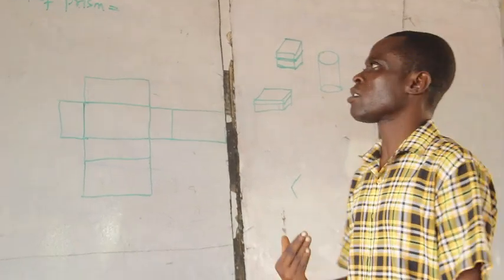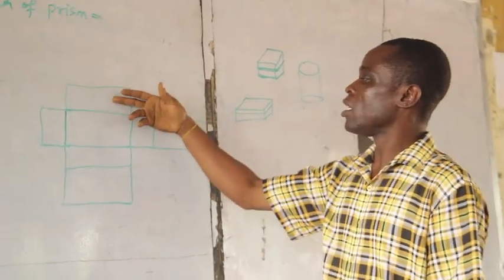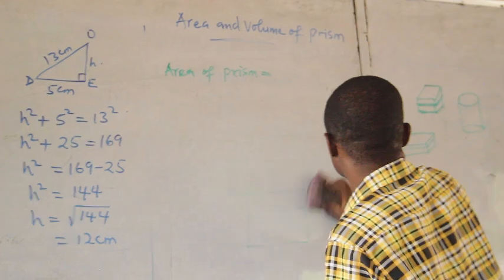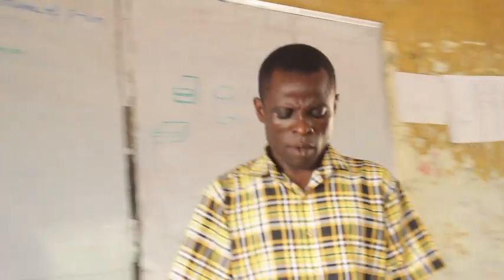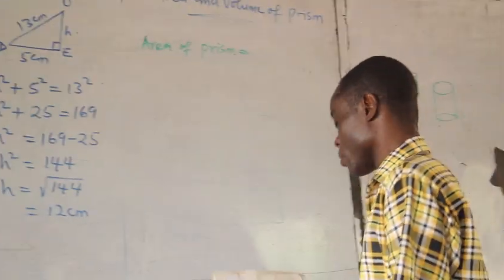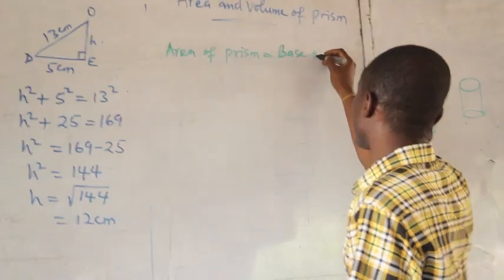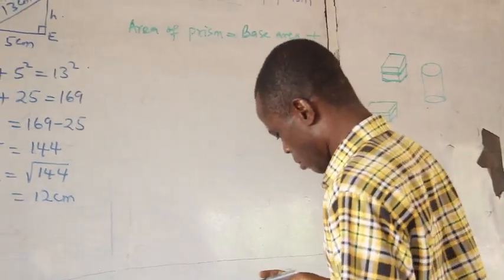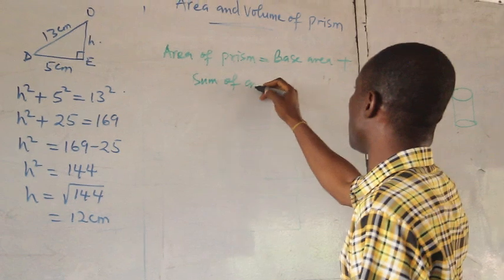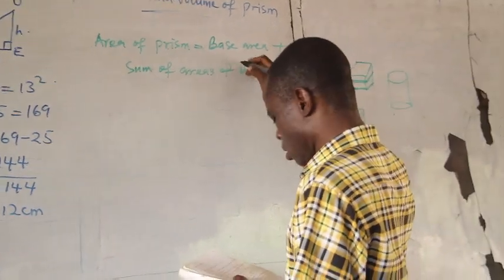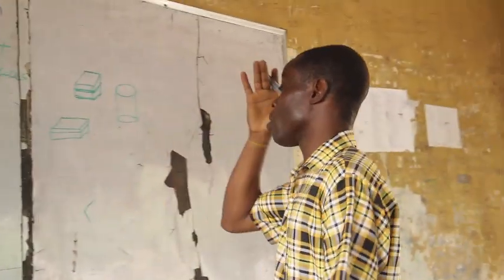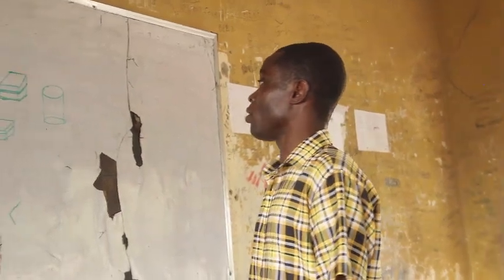So if I want to find the total surface area, I find the area of the base, which is equal to that of the top, plus the sum of the areas of its surfaces. Area of prism equals base area plus sum of areas of its surfaces.